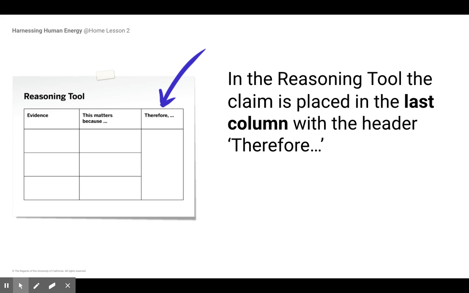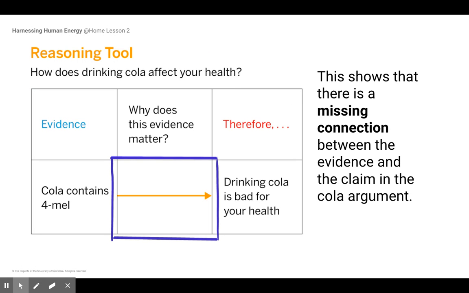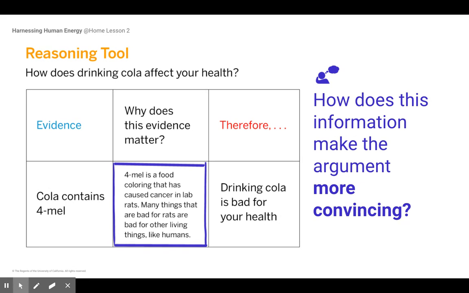So in the reasoning tool, the claim is placed in the last column, which is "therefore." This shows there is a missing connection between the evidence and the claim in the Coca-Cola argument. All the evidence says is that it has the caramel coloring, which is called Formel. It doesn't explain why Formel is bad for your health. How does the information make the argument more convincing? Formel is a food coloring that caused cancer in lab rats. Many things that are bad for rats are bad for other living things like humans.